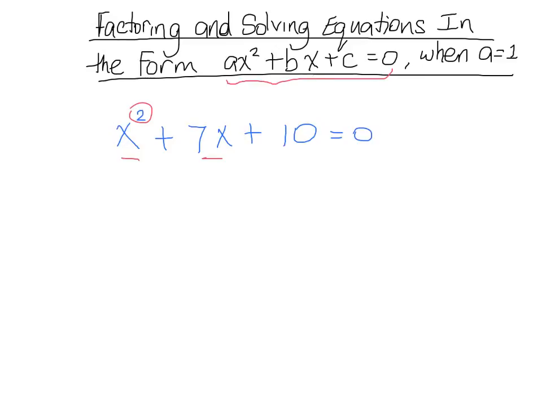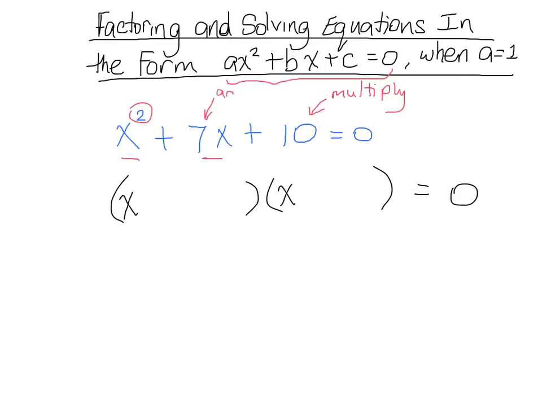In order to do that, we will have to set up two sets of parentheses, and we have to separate our x squared: one x in one parenthesis and x in the other. Our next step is to look for two numbers that multiply to get our c. In this case, our c is 10, our last number, and add to get our middle number, or b. You want two numbers that multiply to get 10 and add to get 7.